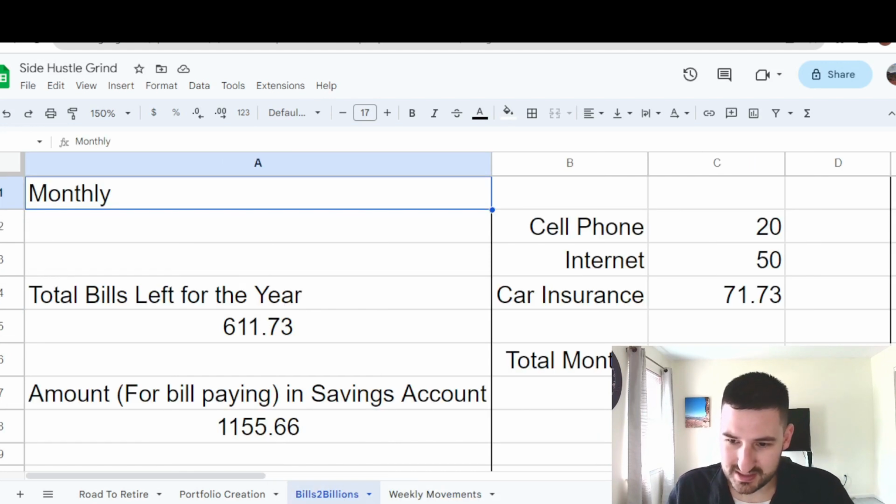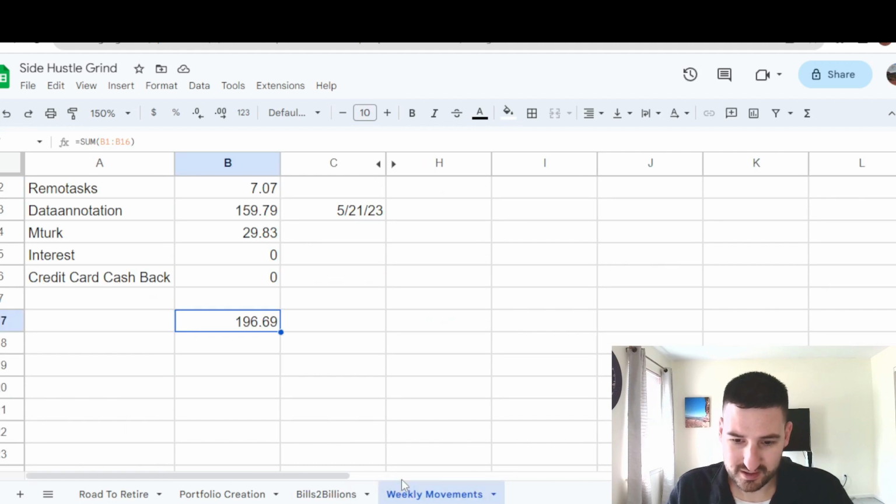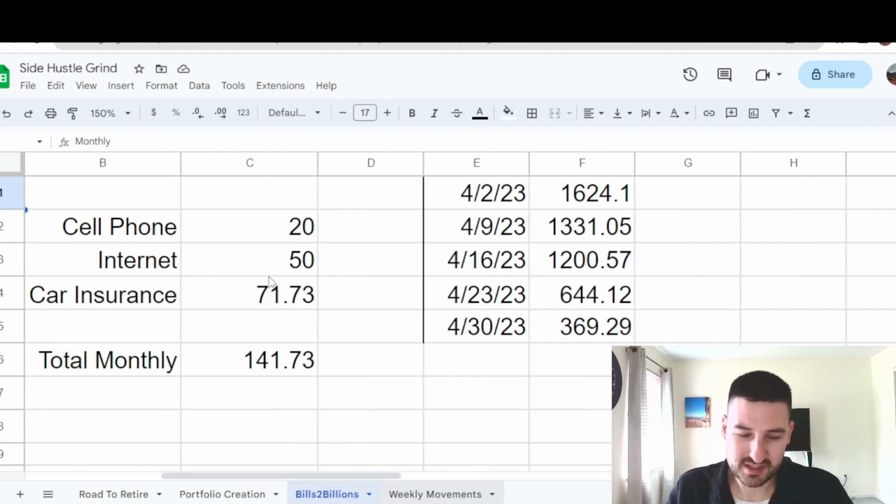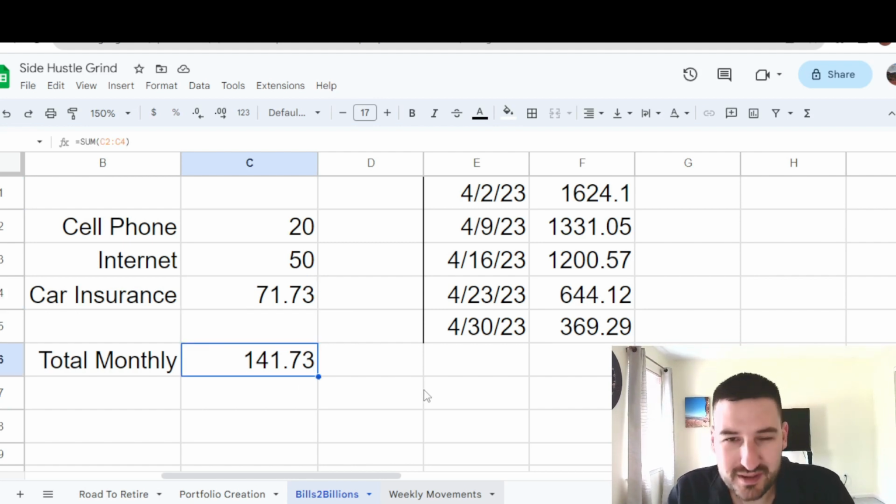And just a reminder, my car insurance amount went down. Here we go. So now instead of like 100, I think it was either 130 or 140 bucks a month, now it's $71 a month for my total of 141 a month. So the Bills to Billion Challenge is getting a heck of a lot easier. You'll love to see it.